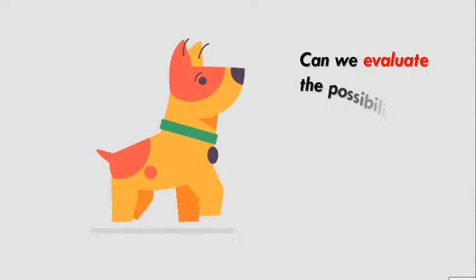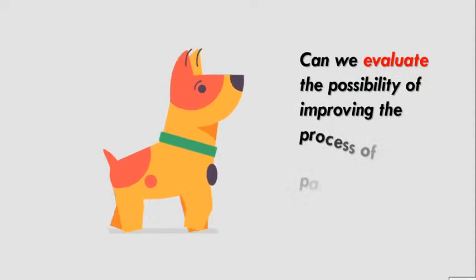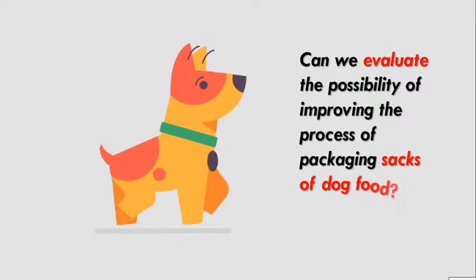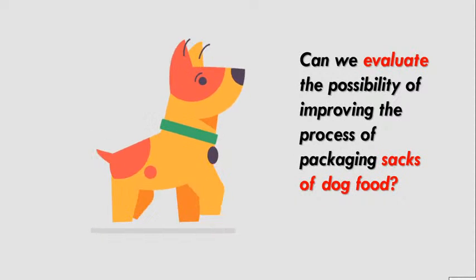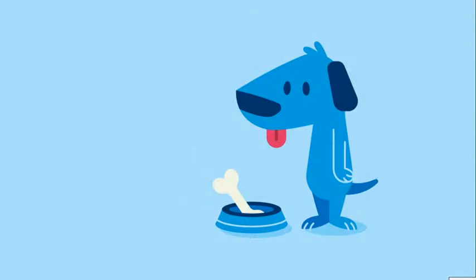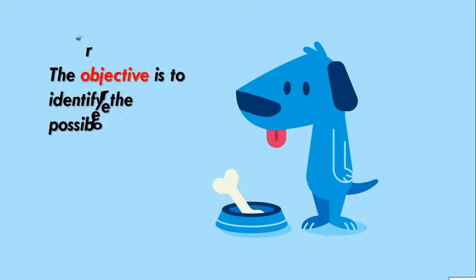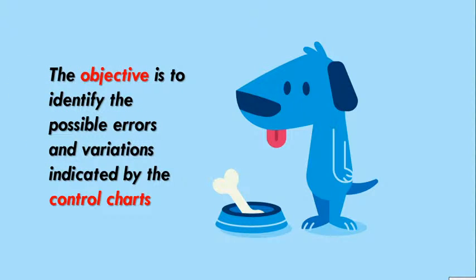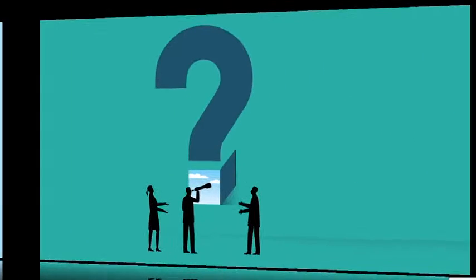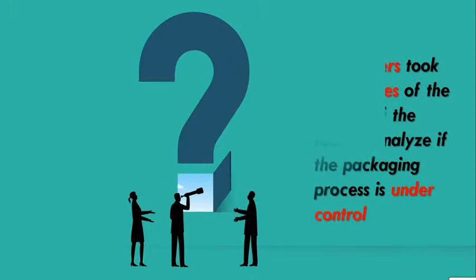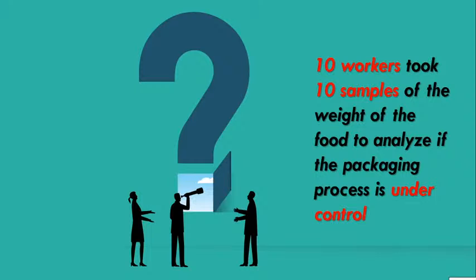In this context, we should ask if we can evaluate the possibility of improving the process of packaging sacks of dog food. The objective is to identify the possible errors and variation indicated by the control charts so that we can increase the quality of the product. For that purpose, 10 workers took 10 samples of the weight of the food to analyze if the packaging process is under control.